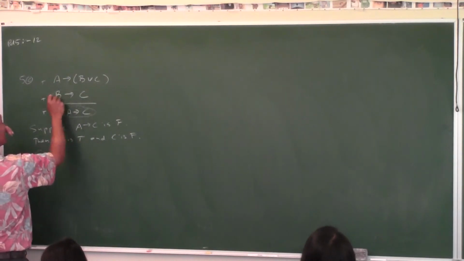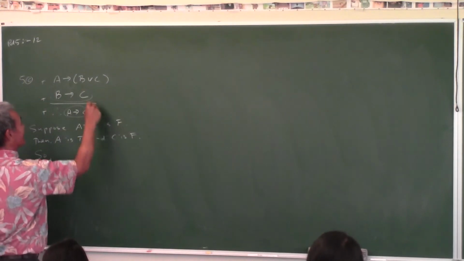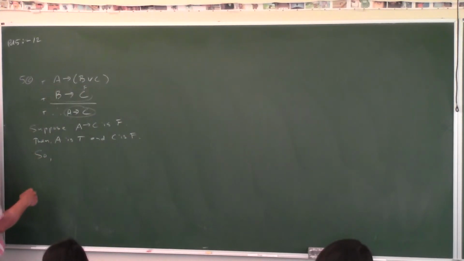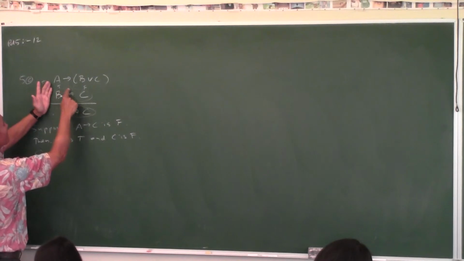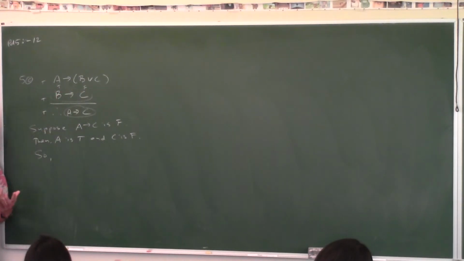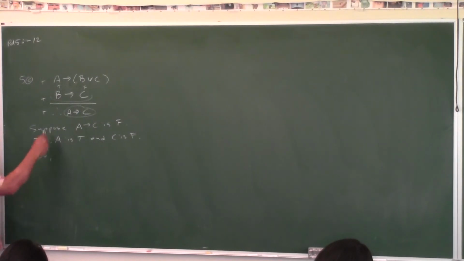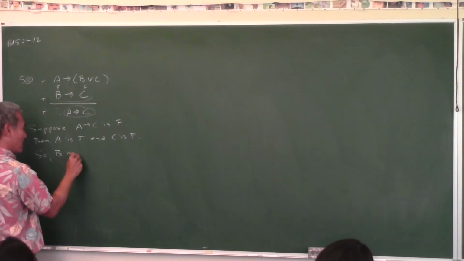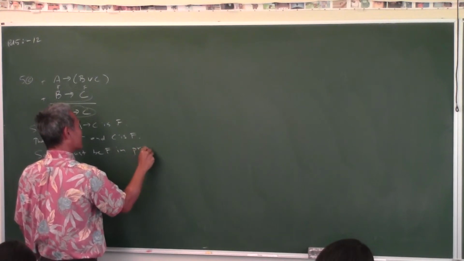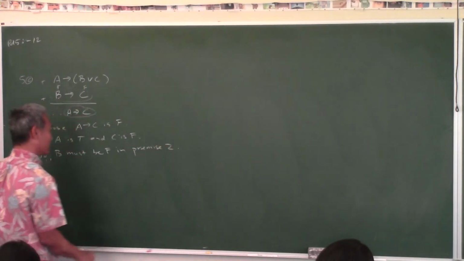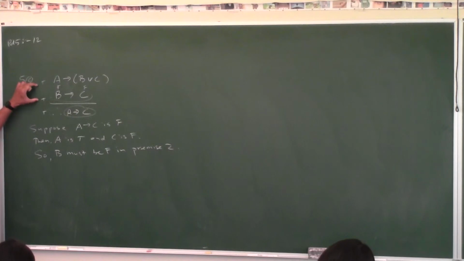Now, here's a conditional statement that's true. We just figured out C is false. Then B has to be true? No, false. If you have a conditional statement, if the first one is true and the second one is false, it makes it false. But we know it's true. That's what a premise is. A premise is a true statement. So B must be false in premise 2. You guys understand? These 2 statements are true.